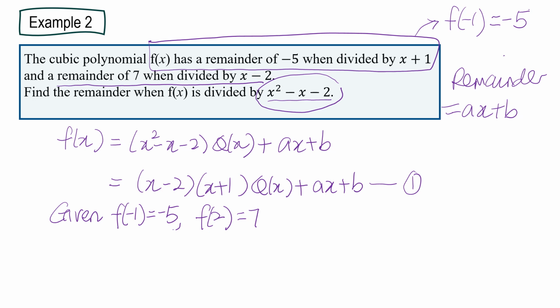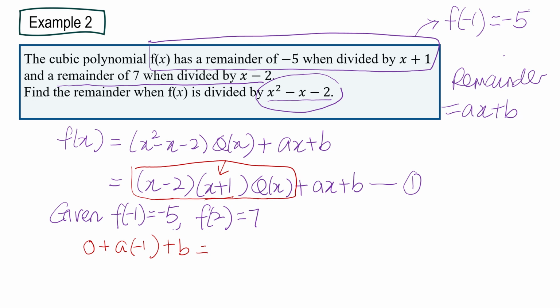So I'm going to substitute x to be -1. When I substitute x to be -1 here, you will see that I would have 0 here. 0 times x minus 2 times q of x will be 0, so this whole chunk ends up being 0. So I would have 0 plus a times -1 plus b equals f of -1, which is -5. And I would have an equation involving a and b. Call it equation 2.